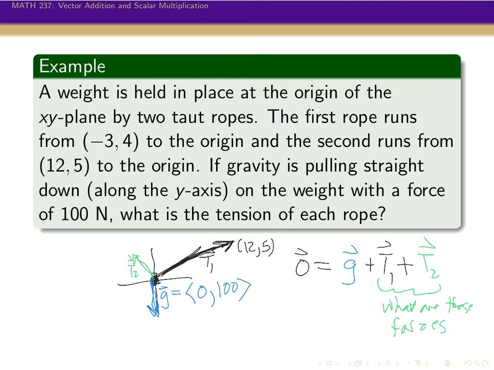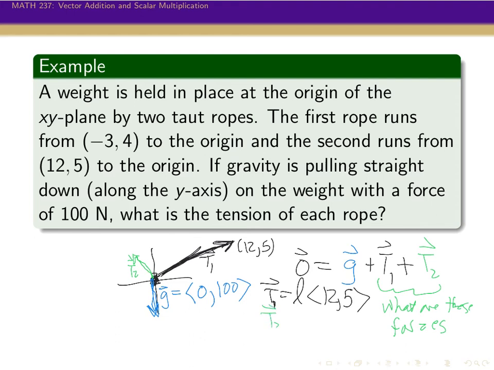Okay. So we know that with ropes, the force has to be pulling along that length, right? And so the force T1 has to be pulling in the same direction as (12, 5), but we don't know exactly how hard it's pulling, but it has to be in the same direction. So T1 has to be some scalar multiple of (12, 5), because it has to be a force going in the same direction as a vector from (0, 0) to (12, 5).